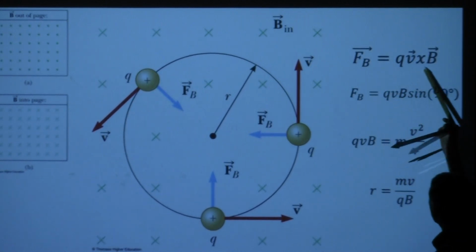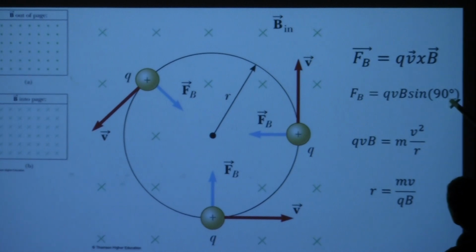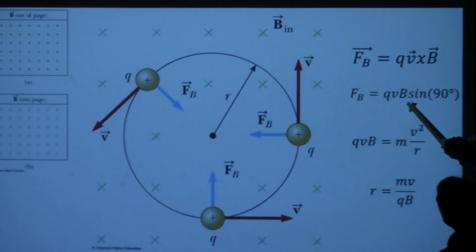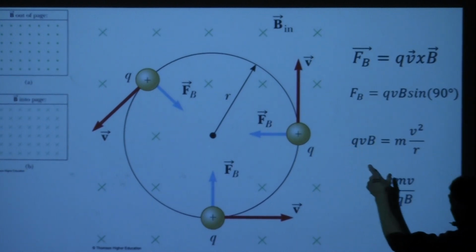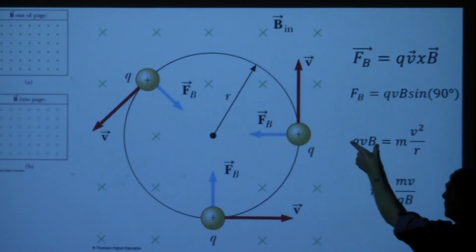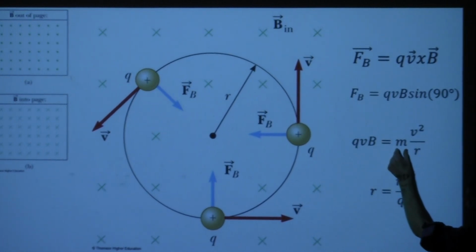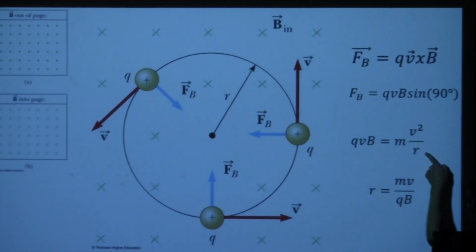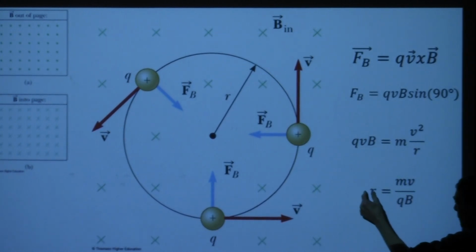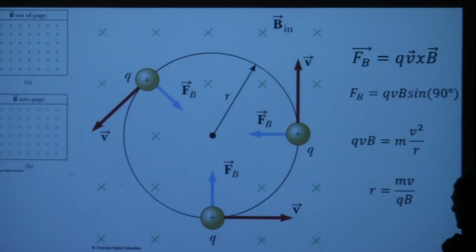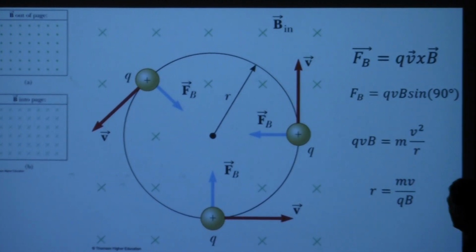Also, for us around here, these have 90 degrees between them, so we can get by with the magnetic force is just QVB. And then, since this thing is going to be traveling in a circle, F equals ma. The force is equal to the mass, and for a circle, it has to be V squared over R. So we can solve for, let's say, the radius of this if I know all this other stuff. And this is what we're going to be playing with.